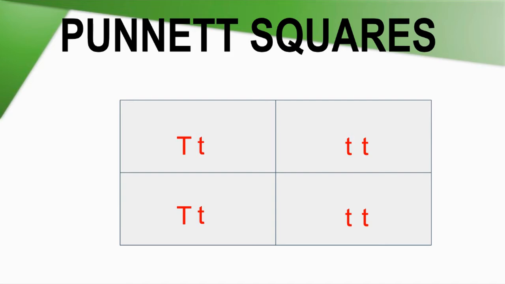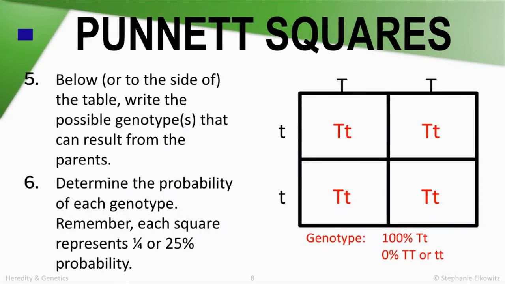The main thing is that you want each box inside to have 2 letters. All right. Now, below or to the side of the table, wherever you have room, you're going to write the possible genotypes that you could get from these parents.